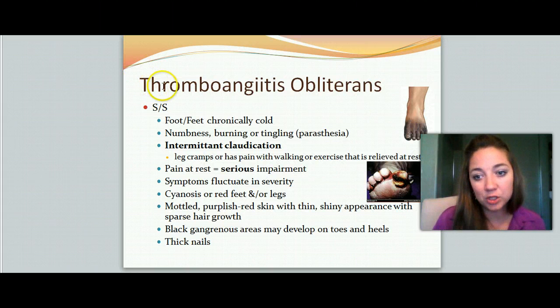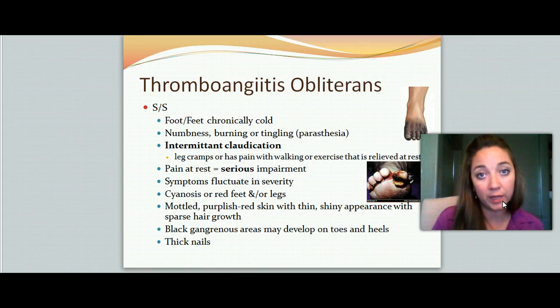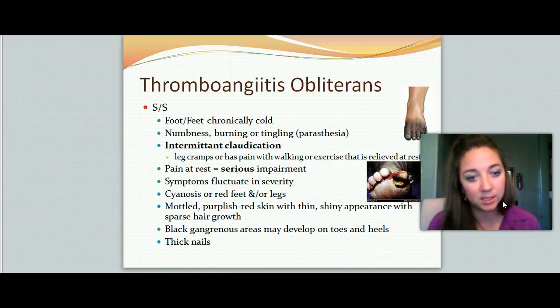So in this picture here, you can see it started with the toes and it's moving its way up the foot. Here's the ulcerations. You can see how it's black there and crusty and dry, dead tissue. It is nasty. Something happens whenever patients have this thromboangiitis obliterans or Buerger's disease, where they can end up with intermittent claudication. Now you can have intermittent claudication with other things, all right, but it's one of the hallmark signs and symptoms of Buerger's disease.